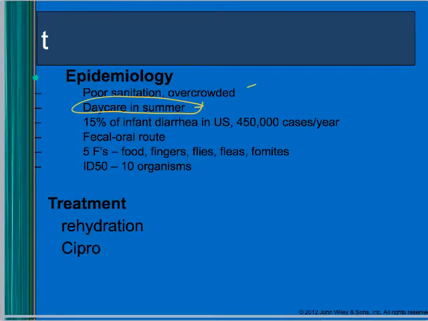Okay, so they say the 5 F's are what spread Shigella. So food, fingers, flies, fleas, and fomites. And it only takes 10 organisms to make you sick, which is scary, right? Doesn't take much. And it can hang out on like the toilet. So everything needs to be Lysoled after somebody gets sick with this. Okay, so the treatment is to make sure that they stay hydrated, and they can use Cipro.